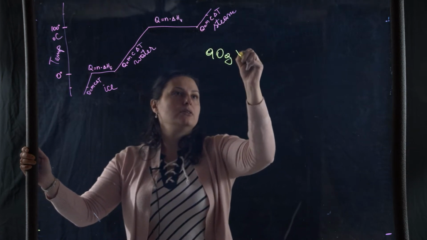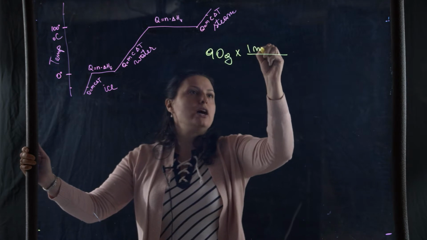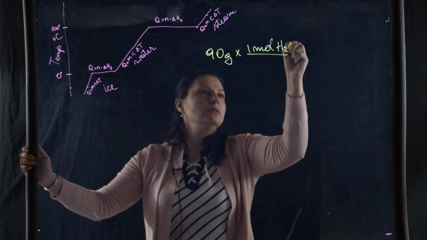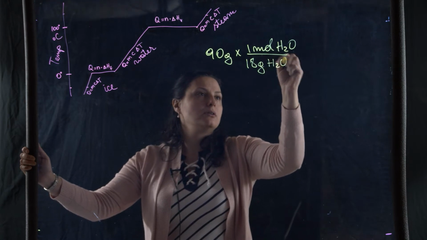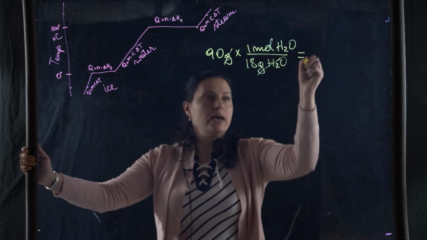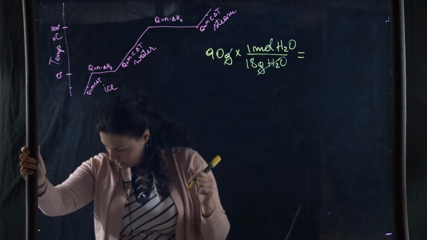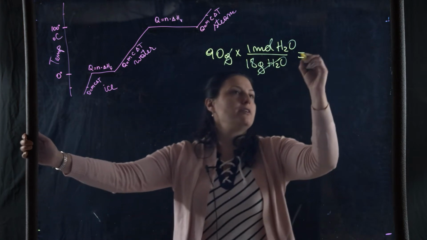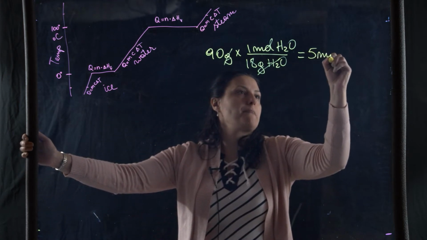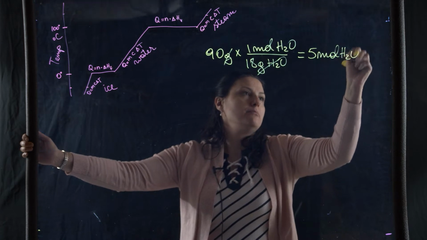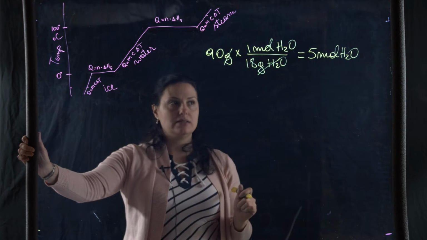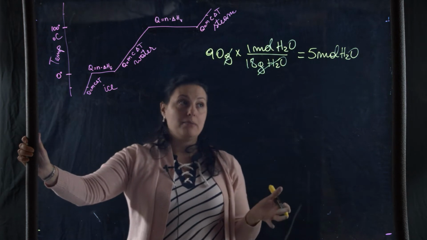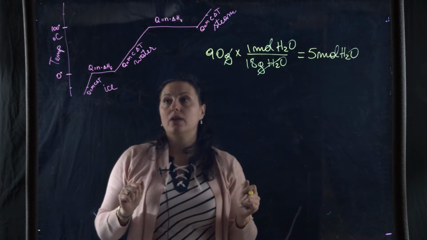90 grams, 1 mole of water weighs 18 grams, and you get about 5 moles of water because I just use 18, approximated there. That's how much water I have.